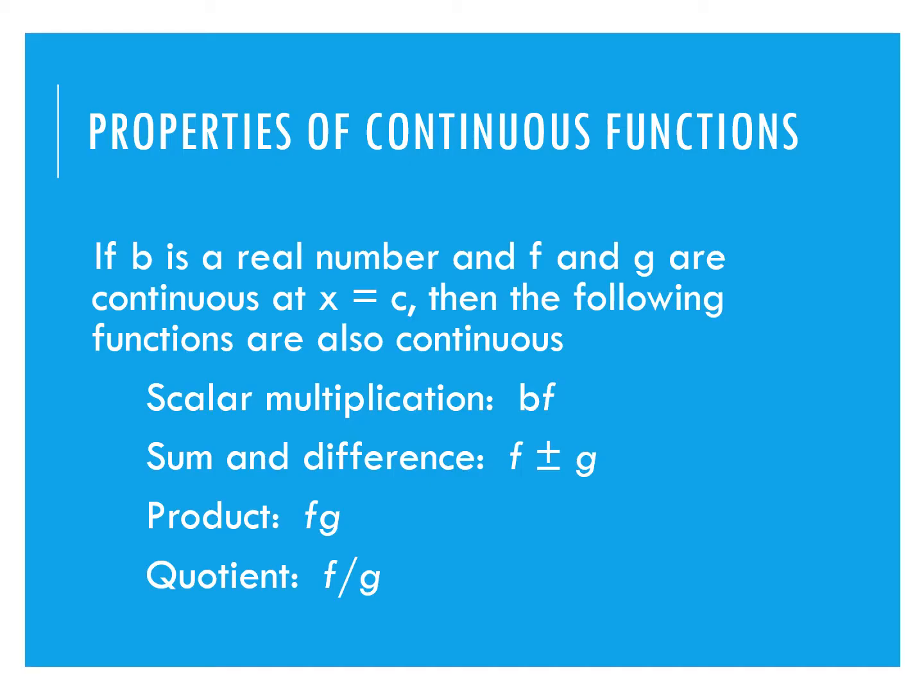So here are some properties of a continuous function. If your function is continuous and you multiply by a scalar, it remains continuous. If you add 2 continuous functions, the sum is also continuous. If you multiply 2 continuous functions, the product is continuous as well. And if you divide 2 continuous functions, the quotient will be continuous, providing g does not equal 0. The function in the denominator does not equal 0.